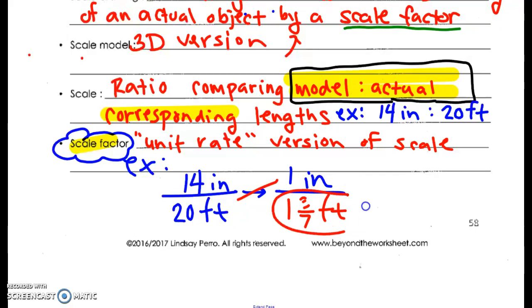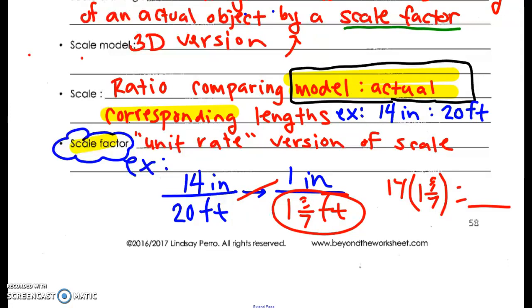And now that we have this scale factor, any inch amount, say we have 17 inches, we could multiply by the 1 3/7 feet to get what the actual version would be. So that's what a scale factor is. It's asking for the unit rate version.